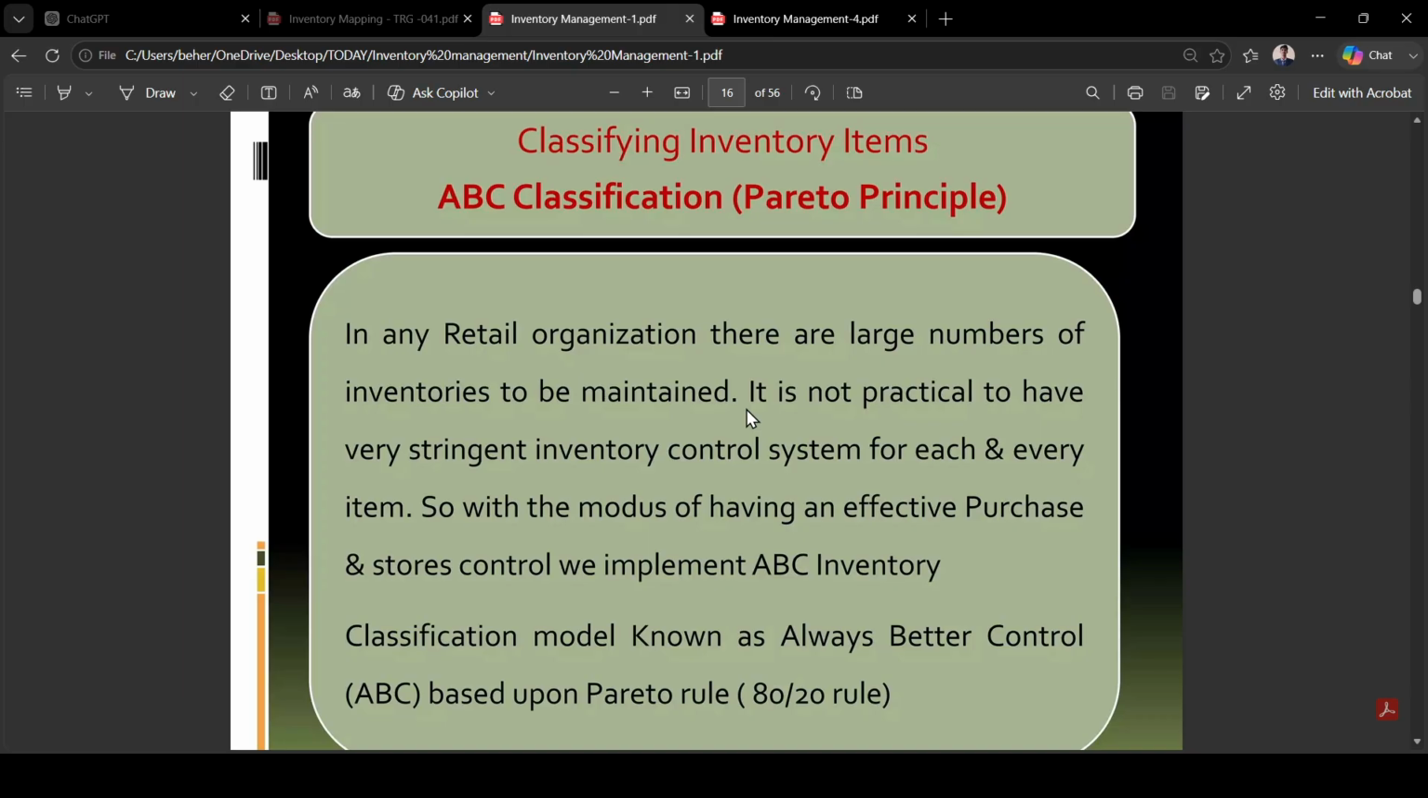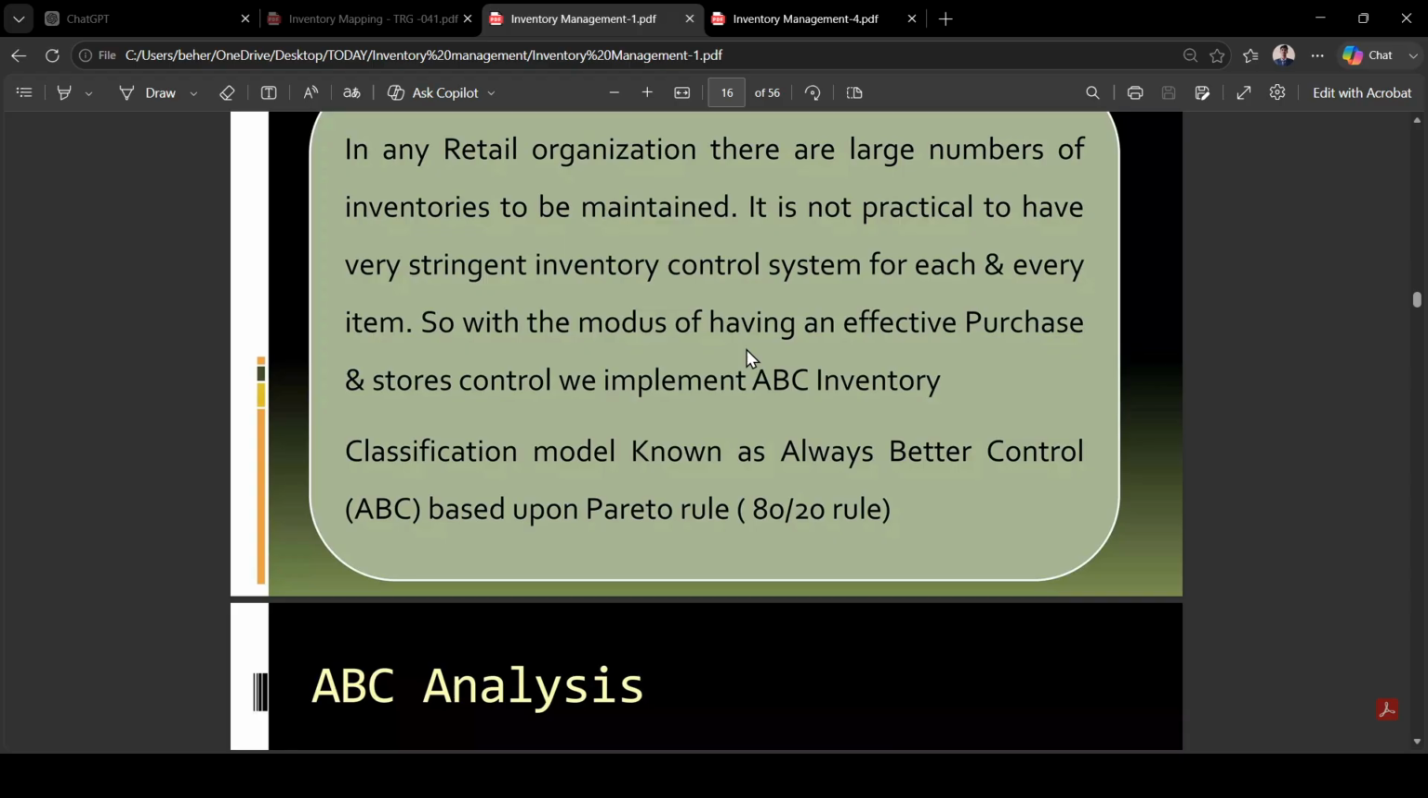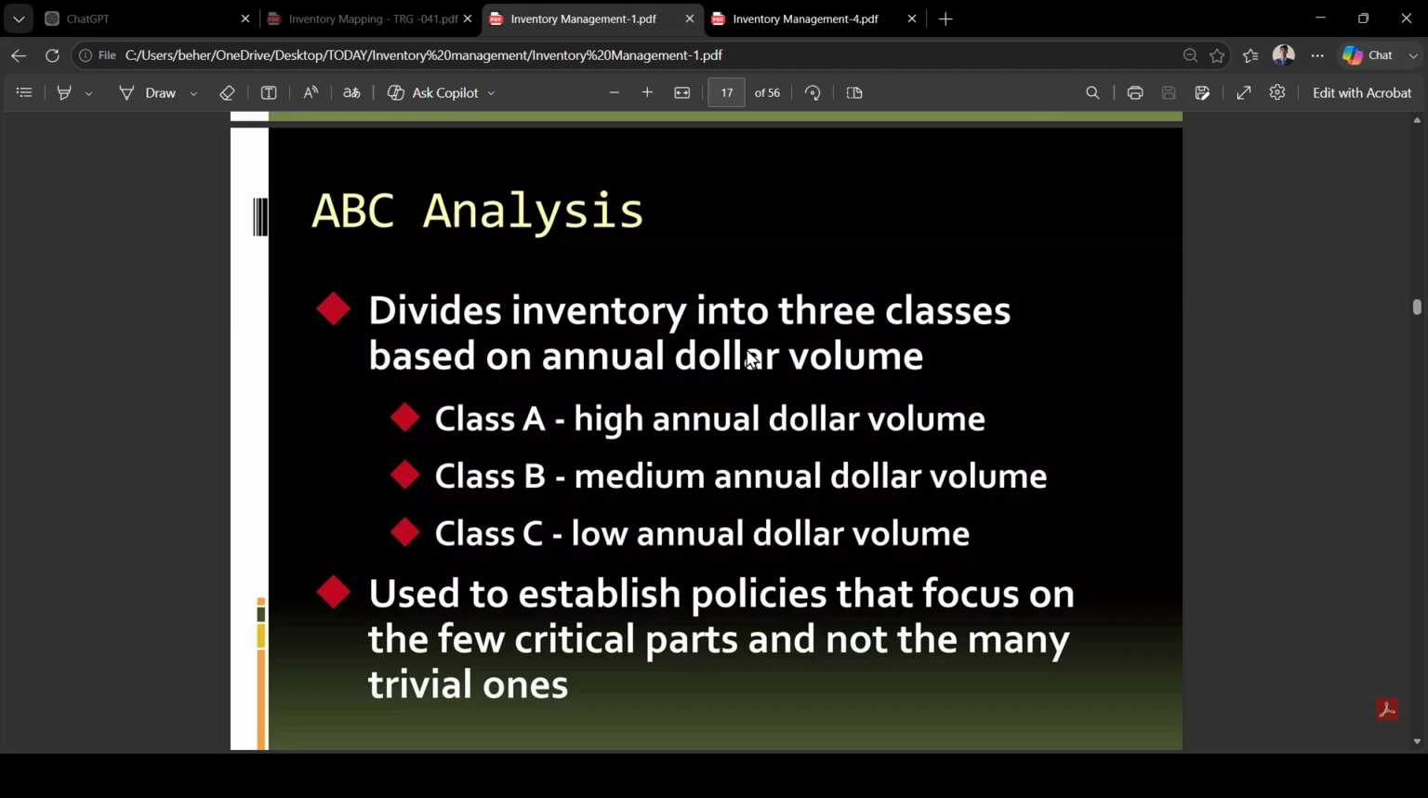In any retail organization, there is a large number of inventory items to be maintained, and it is not practical to control all of them equally. So, to have effective purchase and store control, we can implement ABC inventory classification, which is based on the Pareto 80-20 rule.